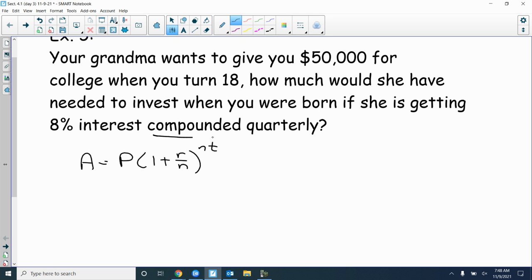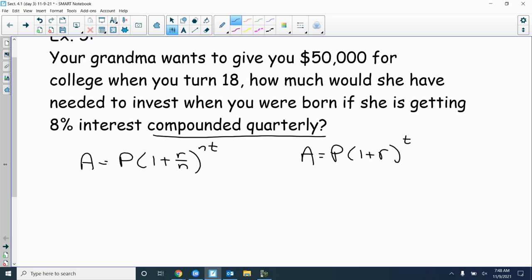Once you see this compounded quarterly, okay, if it's compounded yearly, N is 1, and that simplifies to A equals P times (1 plus R) to the T power. But in this case, since we got quarterly, N equals 4, we got to use this one.